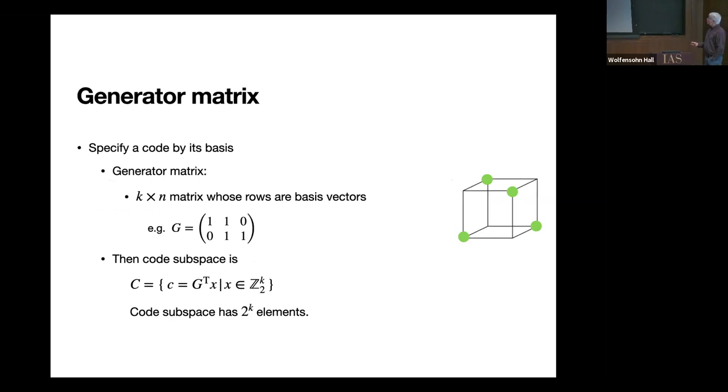Okay, so we can arrange those basis vectors into a matrix, a K by N matrix, to compactly specify the code. K, remember, is the number of basis vectors, the dimension of the code subspace. And so 1, 1, 0, and 0, 1, 1 were the two basis elements. And then the entire code space is obtained by acting with this matrix, or its transpose rather, on a general element of Z2 to the K. This maps the K dimensional cube into the N dimensional cube linearly.